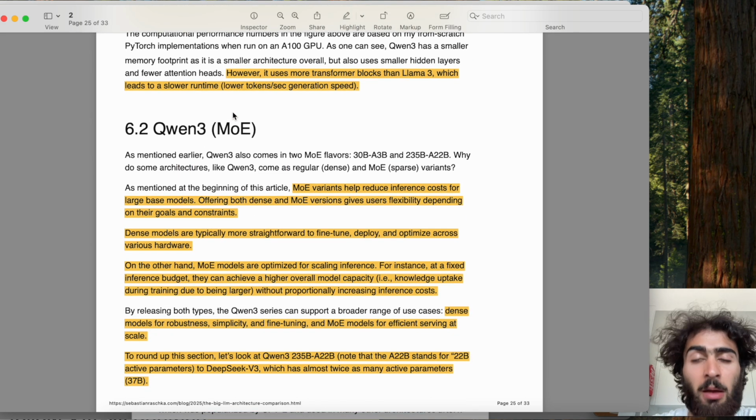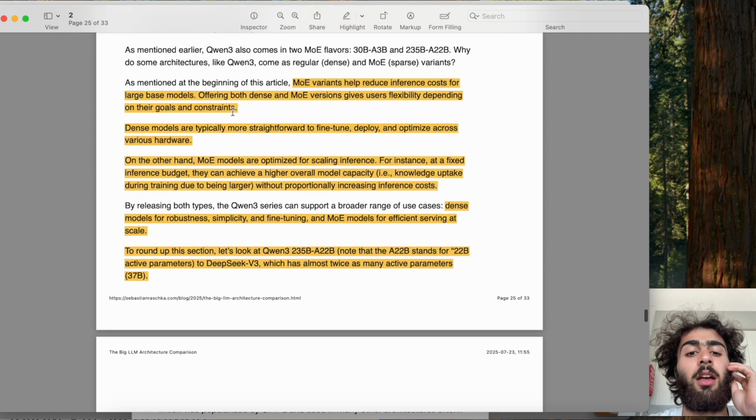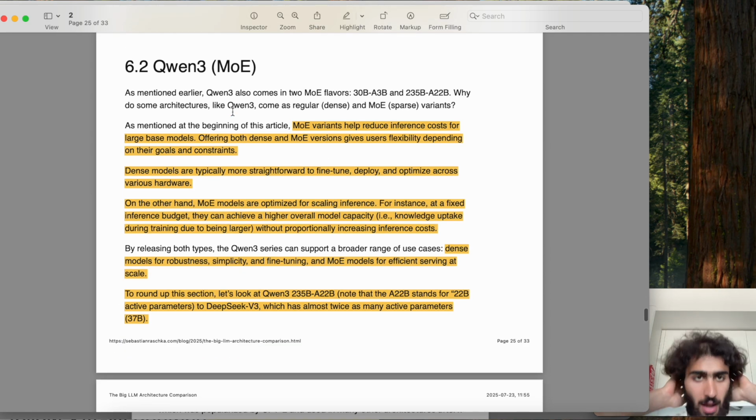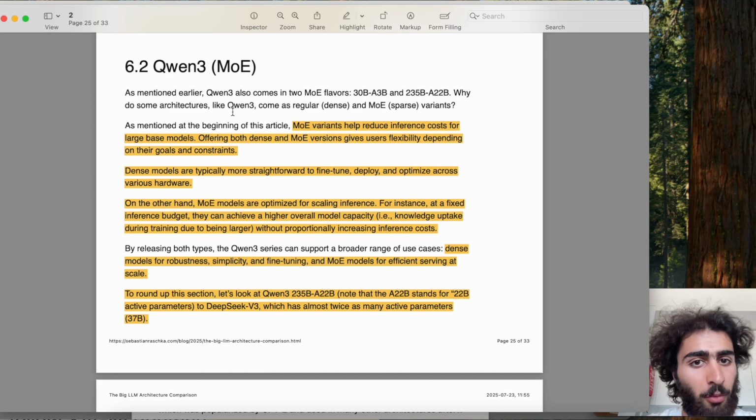But if you're in a memory-bound regime, then go ahead with the Qwen 0.6 model. Okay, now let's move on to the mixture of experts models, which are more interesting.